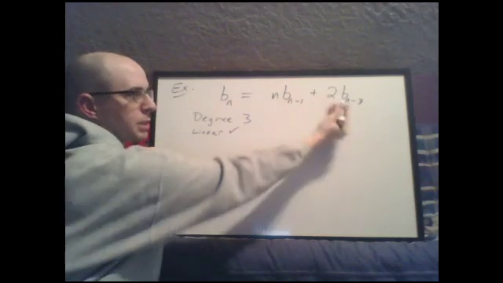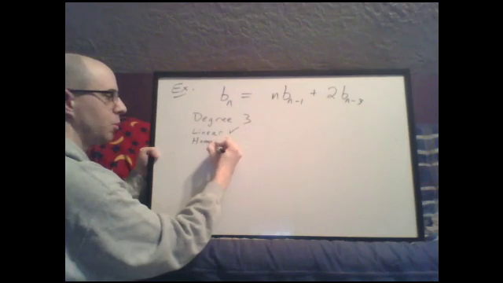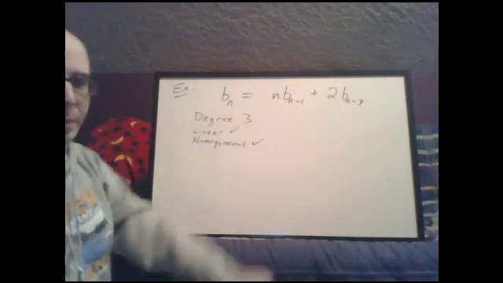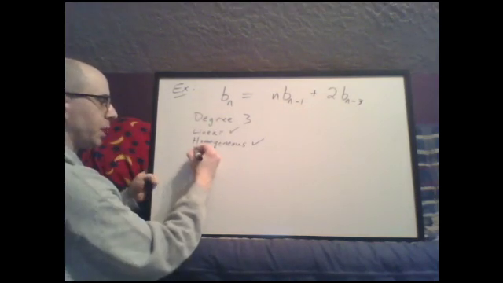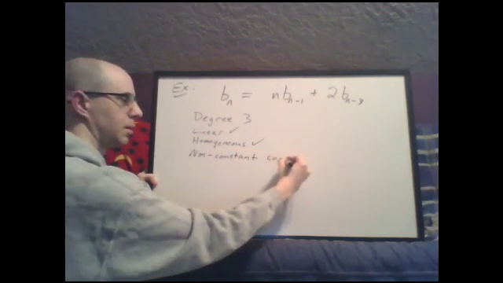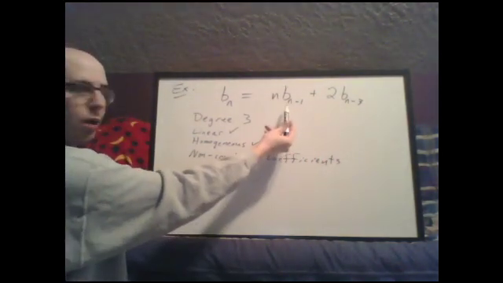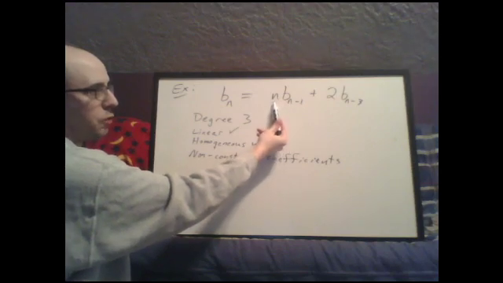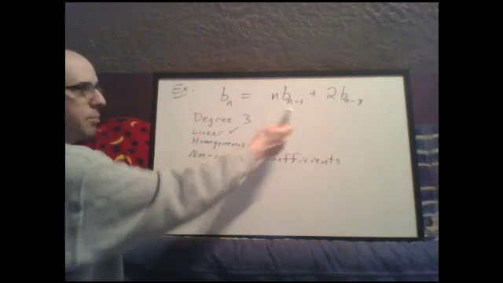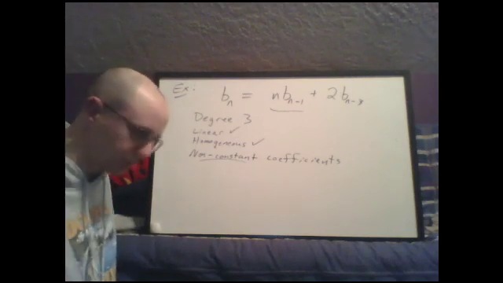because there's no interaction between the b's. This is still homogeneous because every term has a b in it. But we have non-constant coefficients, because at least one of our b's, the coefficient is not constant, it's a function of n. It depends on n. So n bn minus 1, that part there has a non-constant coefficient, but it's still a linear recurrence.